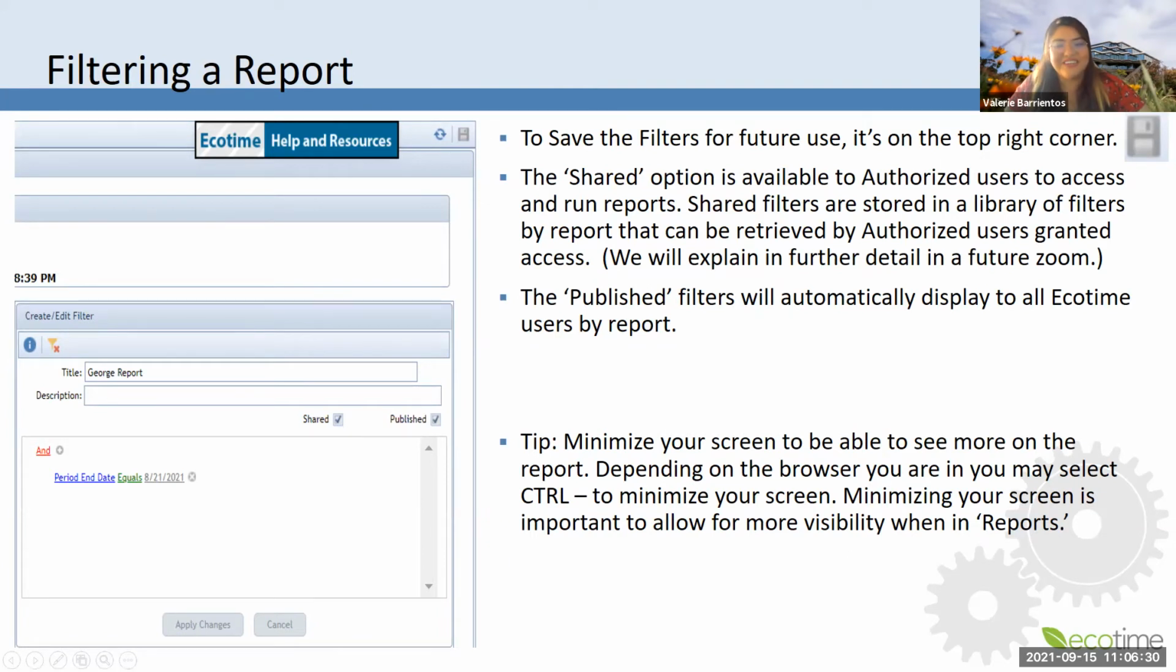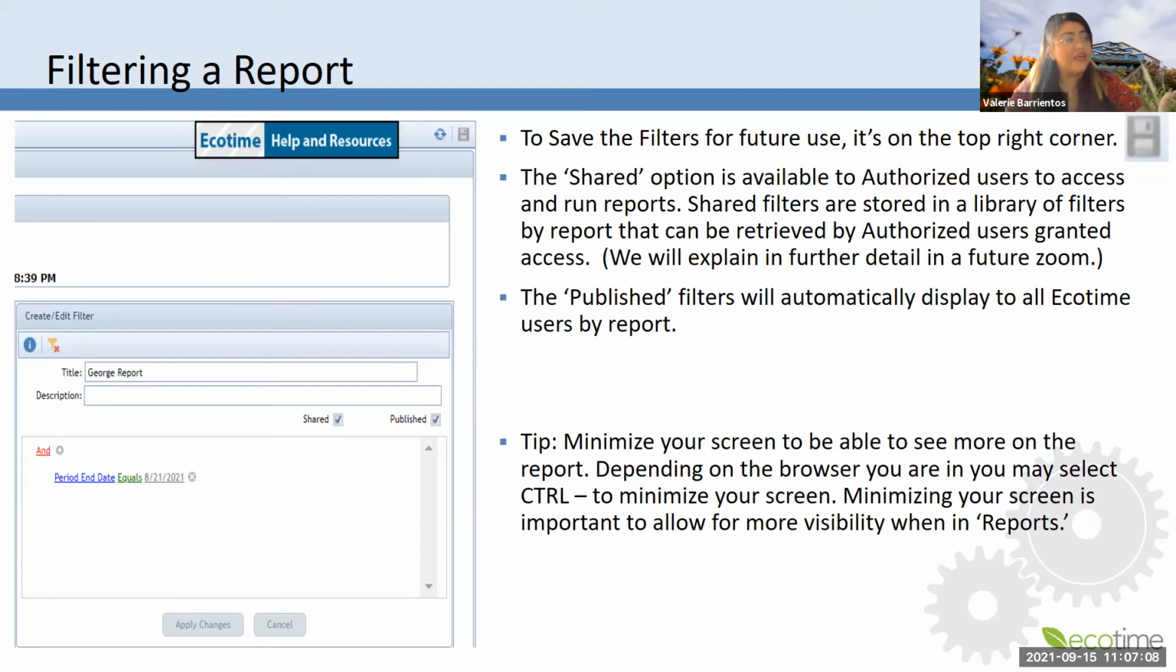A few more functions that are available are our shared option and our published option. The shared option is available to authorized users to access and run reports. Shared filters are stored in a library of filters by reports that can be retrieved by authorized users granted access. However, the shared option is something we'll explain further in detail at a later Zoom. The published filter will automatically display for all Ecotime users by report. So if you share something, you can just take it. But again, we'll go through that in a different Zoom. The published will make it available for everyone.